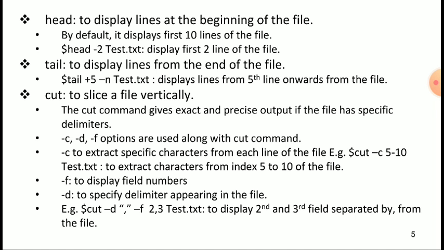2, 3, that means second and third column. And file name is test.txt, that means to display second and third field separated by comma from the file. So that is the cut command.